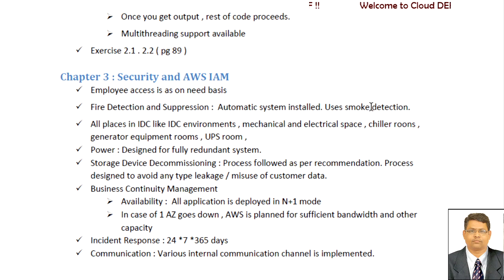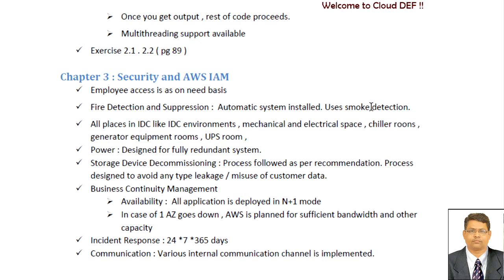Exercise 2.2. Chapter 3, Security and AWS IAM. Employee access is on a need basis. Fire detection and suppression: an automatic system is installed and uses smoke detection in all places in the data center, like the data center environments, mechanical and electrical spaces, chiller rooms, generator equipment rooms and UPS rooms. Power is designed as a fully redundant system. Storage device decommissioning: the process is followed as per recommendation, designed to avoid any type of leakage or misuse of customer data.